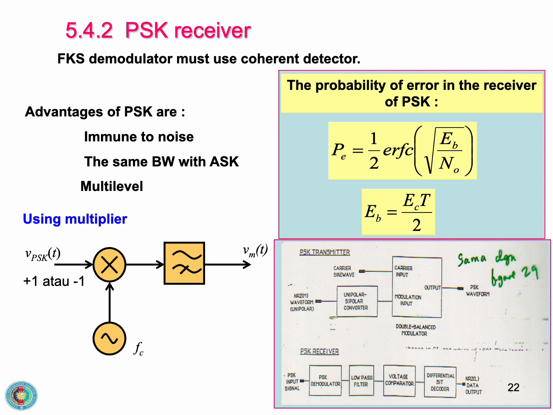The advantages of PSK are noteworthy. It demonstrates good immunity to noise, it offers the same bandwidth efficiency as ASK, and it's scalable to multi-level modulation, which we'll discuss shortly. The probability of error for PSK is given by this formula, where EB is again the energy per bit and N0 is the noise power spectral density. In general, PSK often achieves a lower BER compared to FSK or ASK under similar noise conditions.